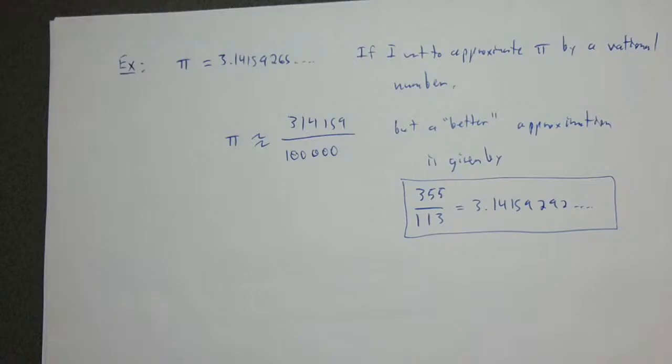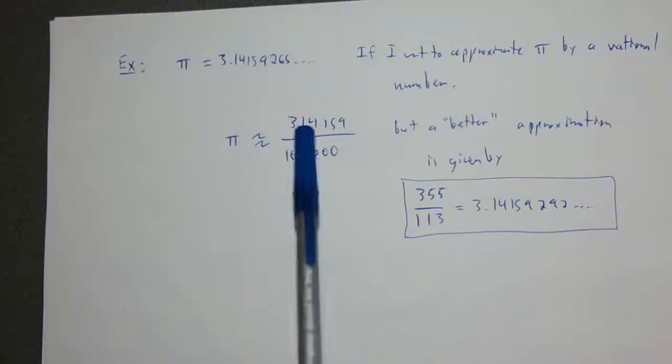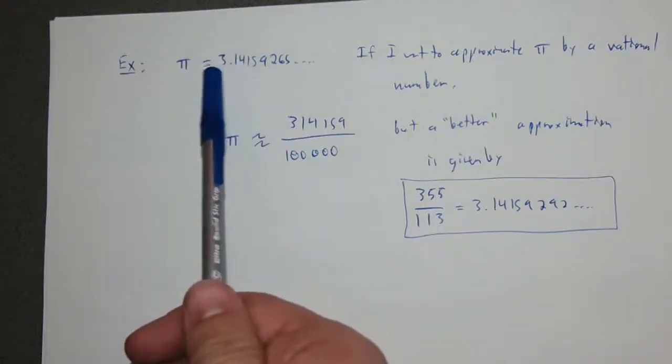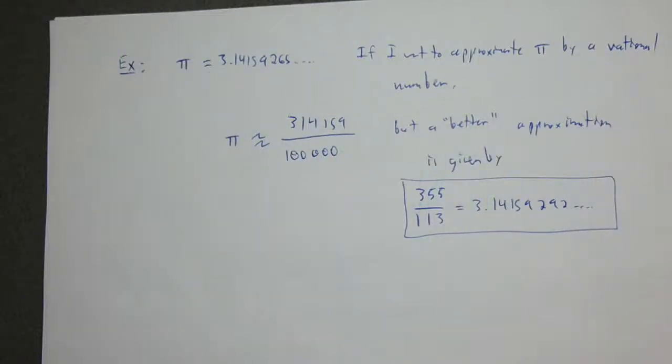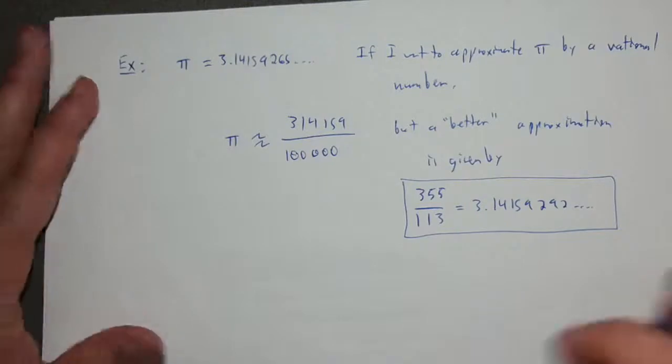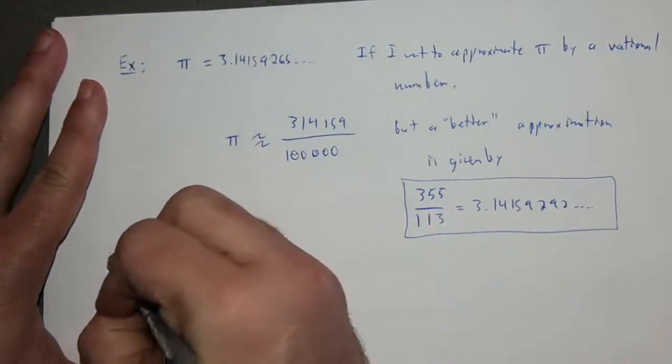Now, you could say, well, I know a lot of digits of pi, so I could have just literally copied like 100 digits of pi and then put them over 10 to the 100 if I wanted to. I could definitely do that and have a better approximation than I got here. So what we mean by better is that the size of the integers p and q here, if this is a fraction p over q, are smaller. So that's what we mean.